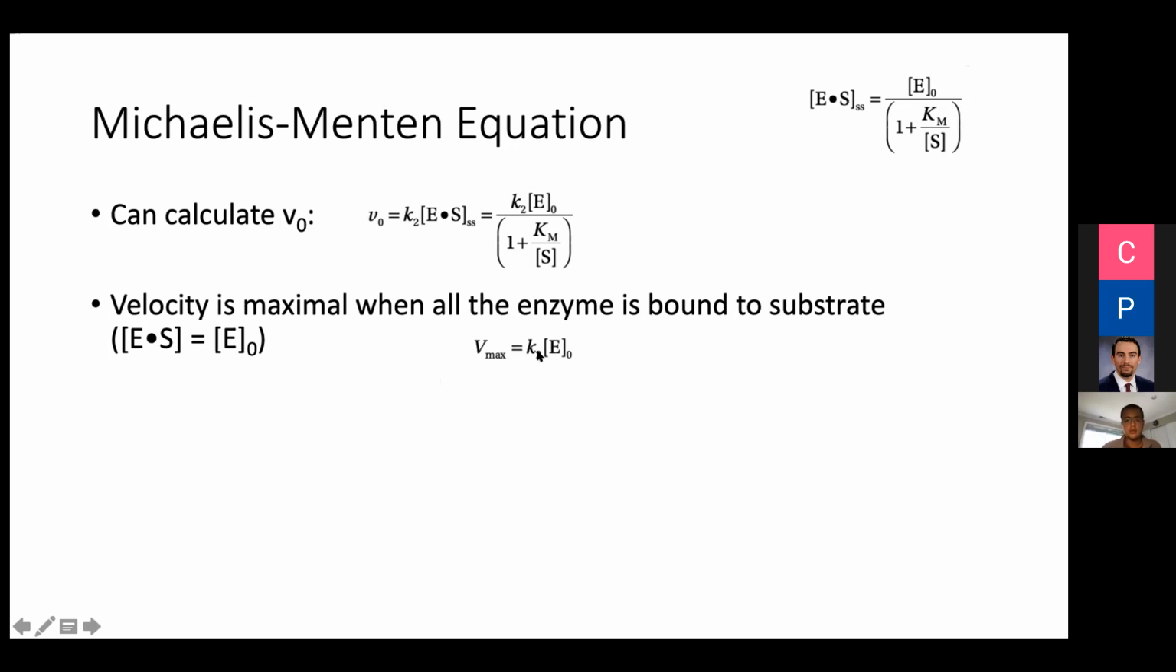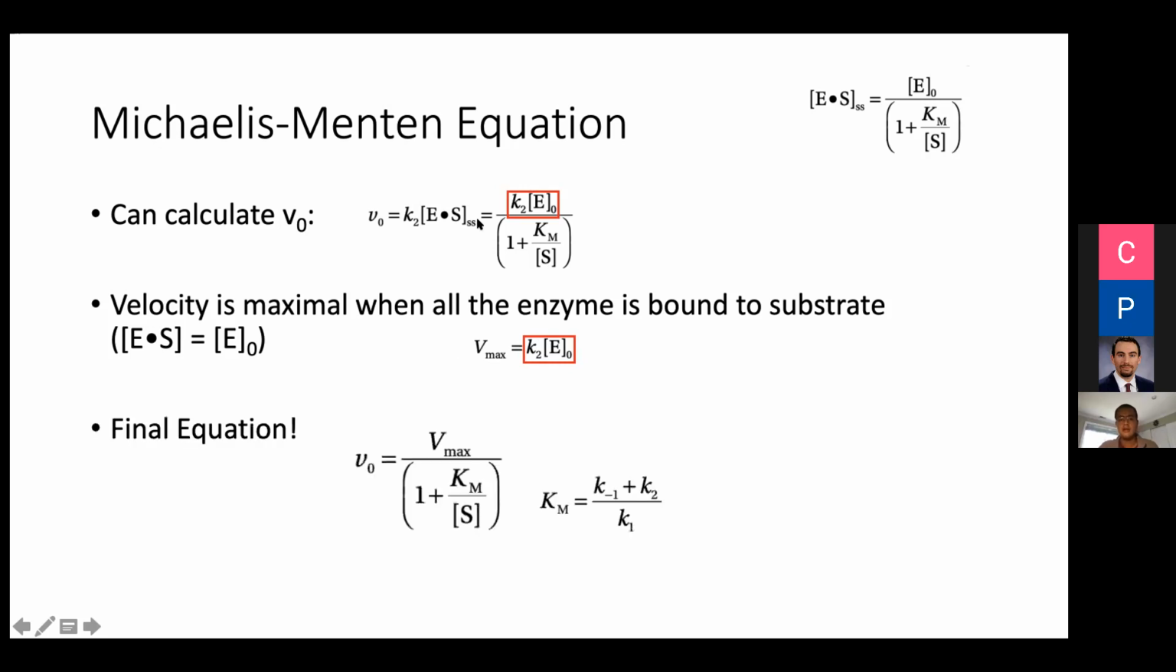So we can plug E naught into our equation for V max. And if you notice, K2 times E naught is appearing in both equations. So we can simply substitute back V max into this, and we get our final Michaelis-Menten equation, which relates all the parameters I've been talking about so far, V naught, V max, and Km. And again, Km is the same thing as before.